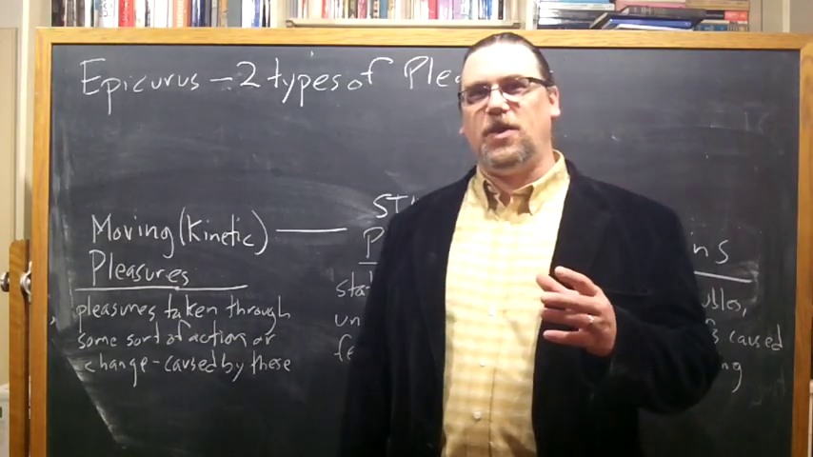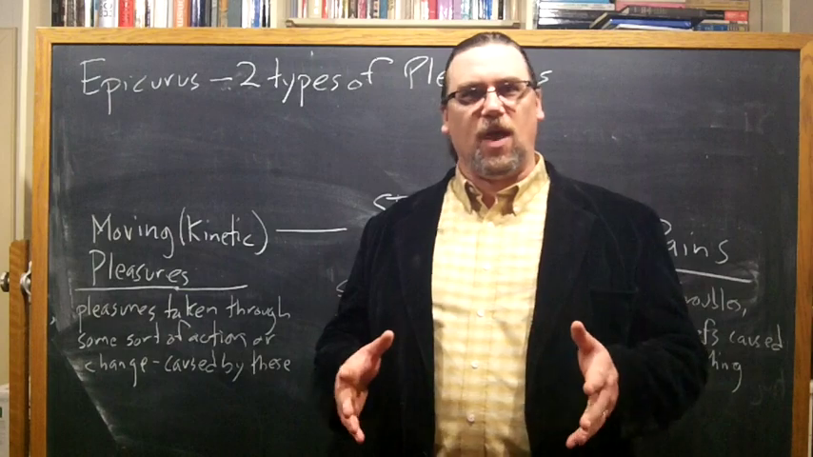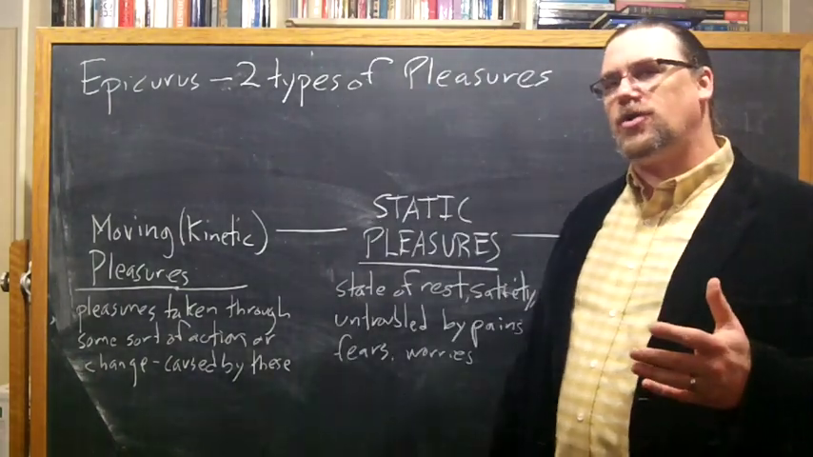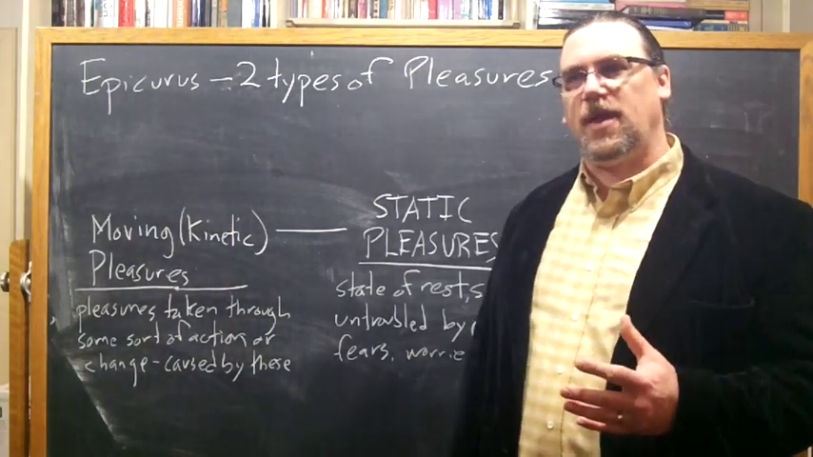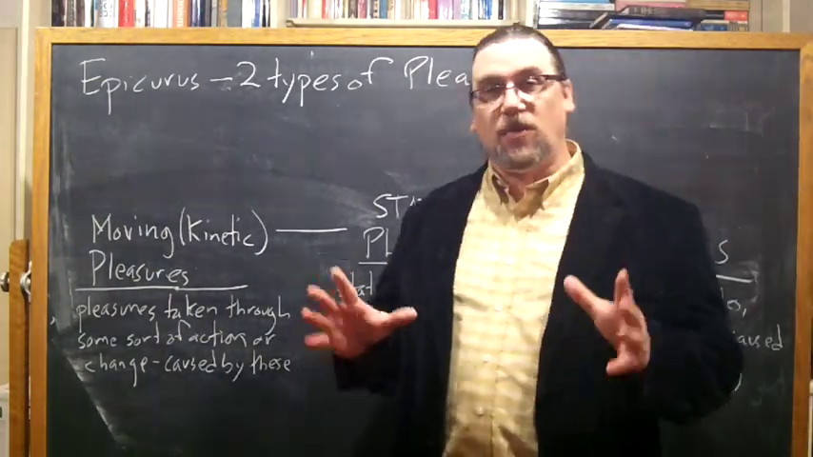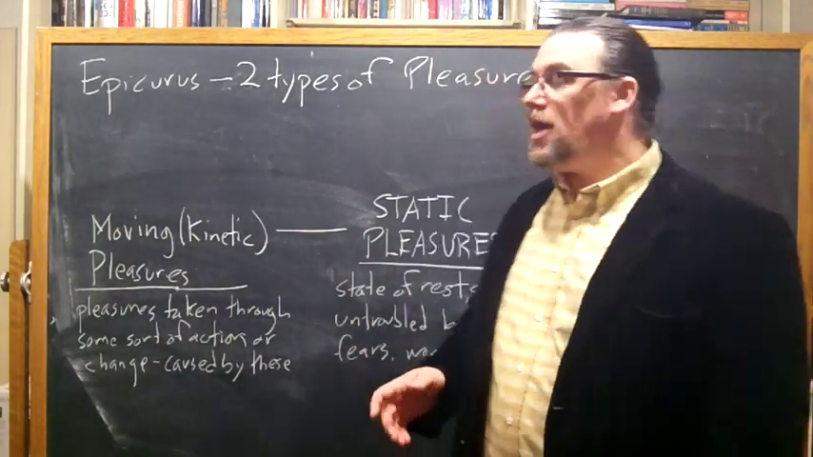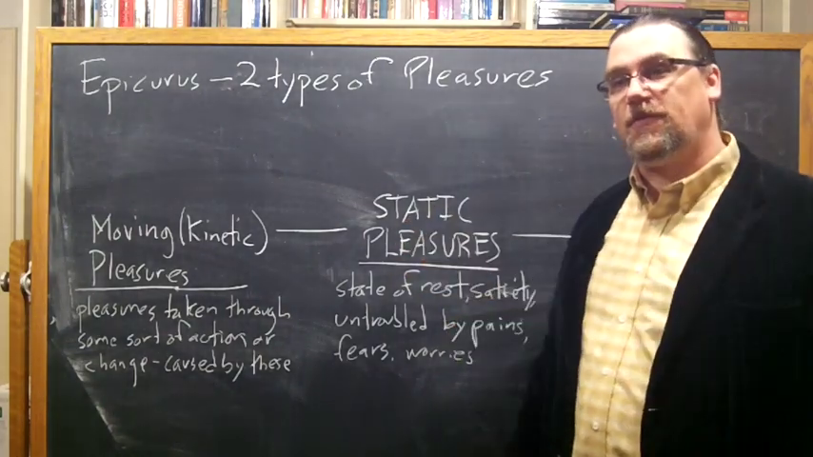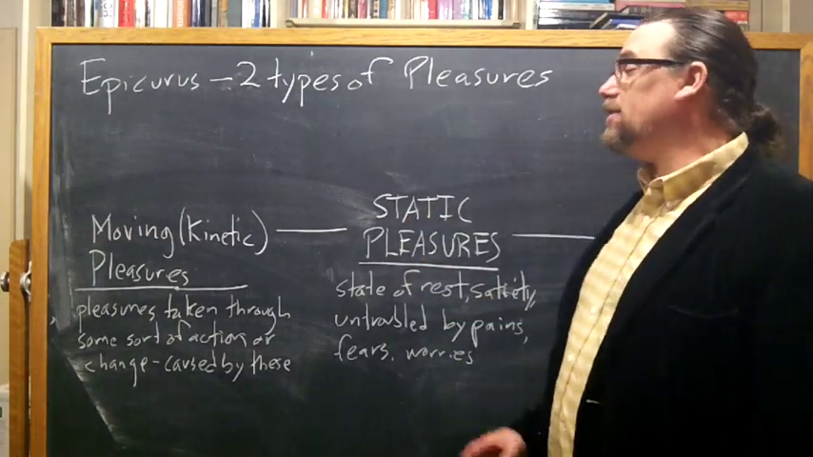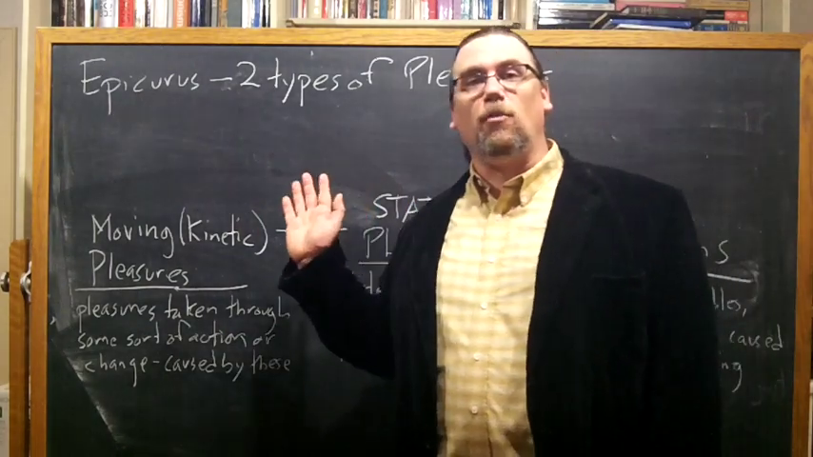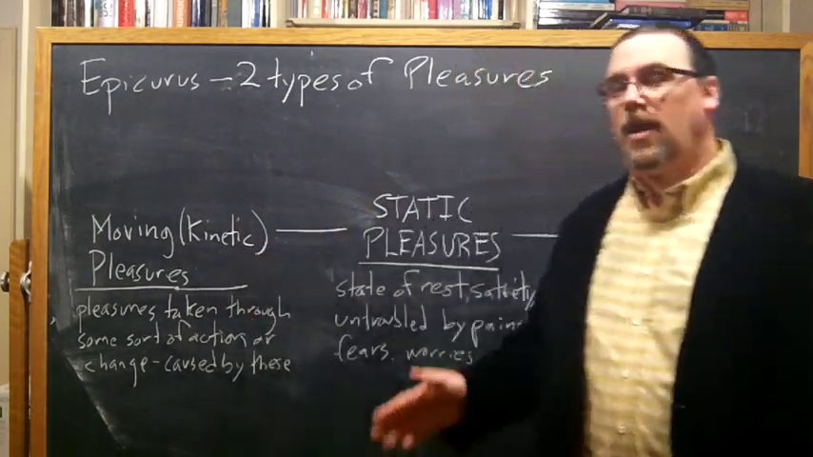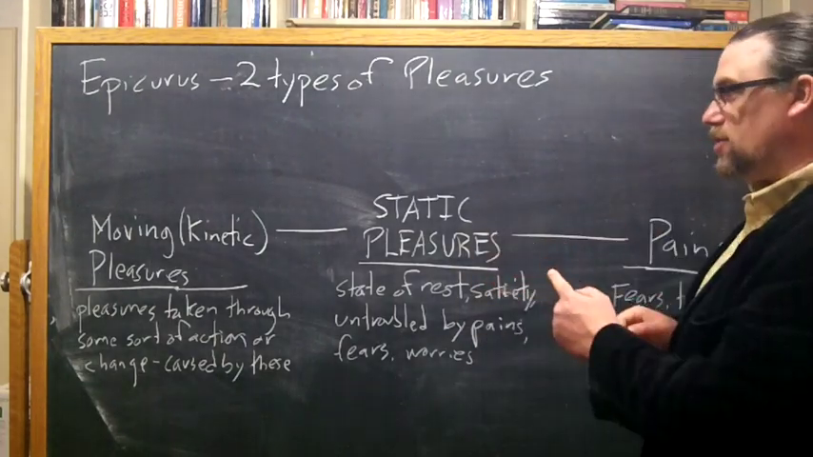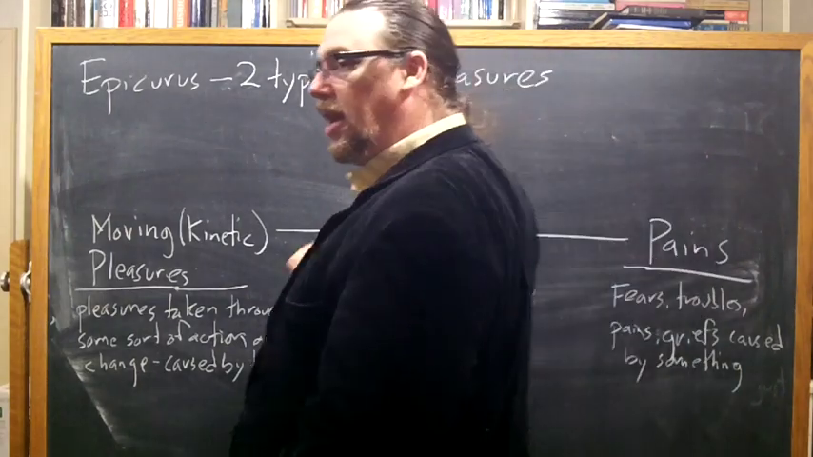One of the interesting features of Epicurus' moral philosophy and moral psychology as well is that when he uses the term pleasure, he doesn't mean just one thing. He actually distinguishes, and the whole Epicurean tradition will distinguish, between two different kinds or types of pleasure, fundamentally different from each other on this basis. Some of them are what they call moving or kinetic pleasures, and some are what are called static pleasures. And you notice that I've put static pleasures in between moving pleasures and pains.